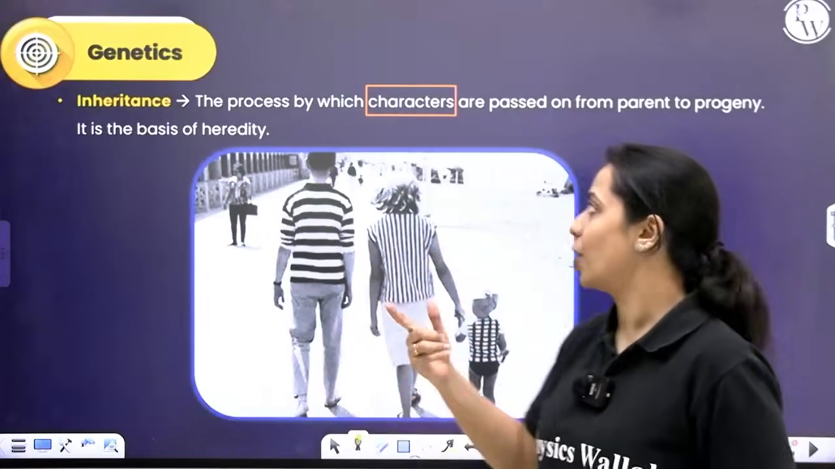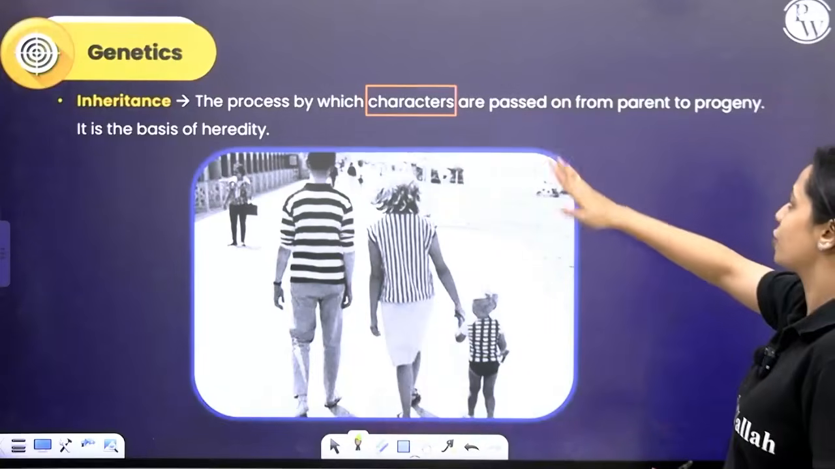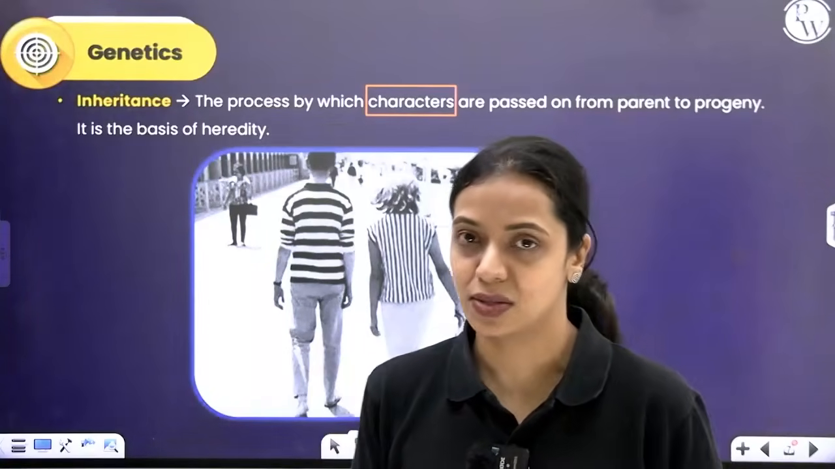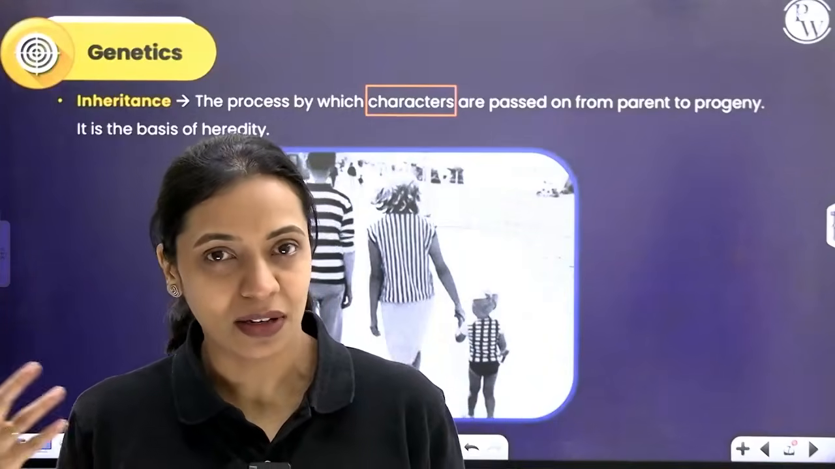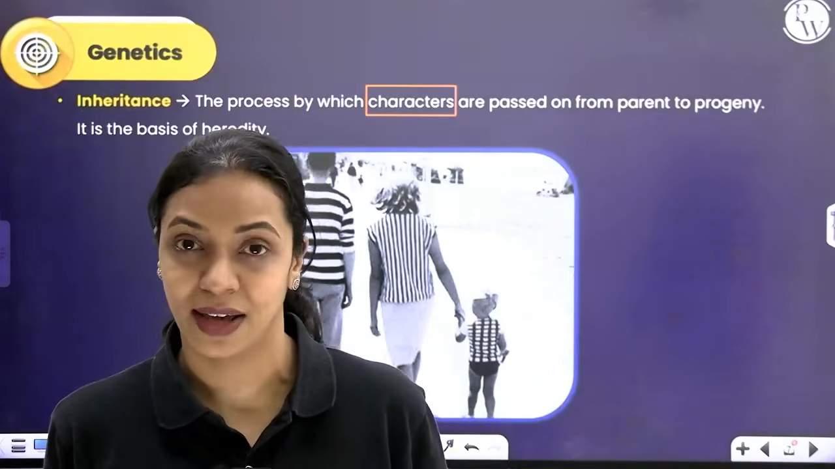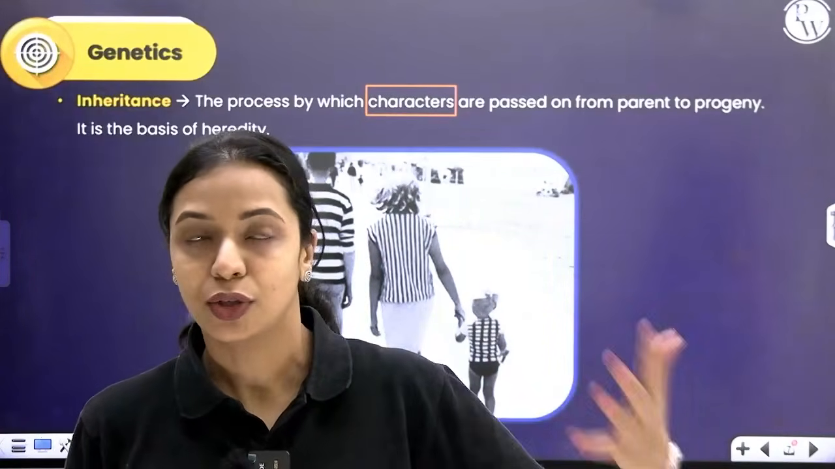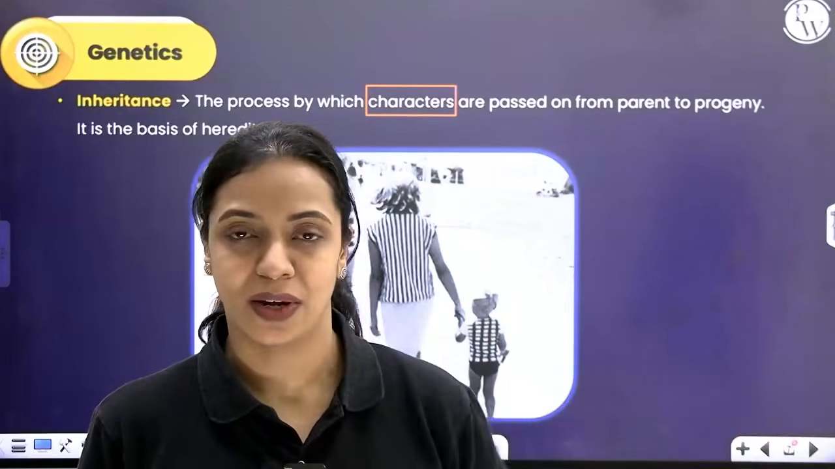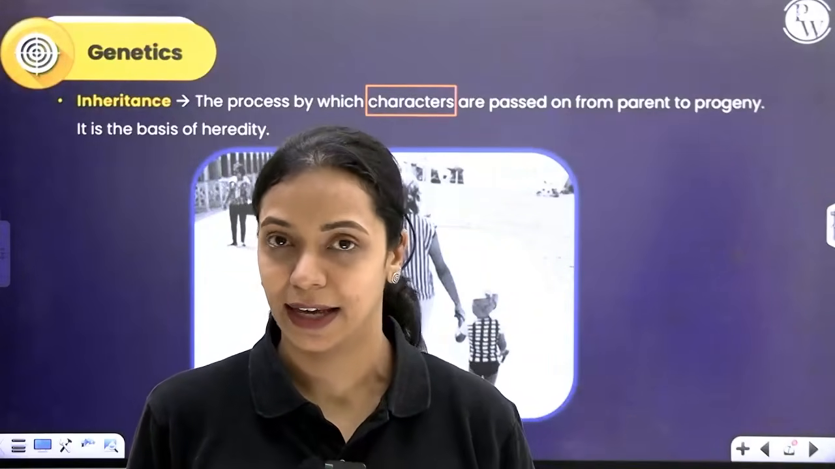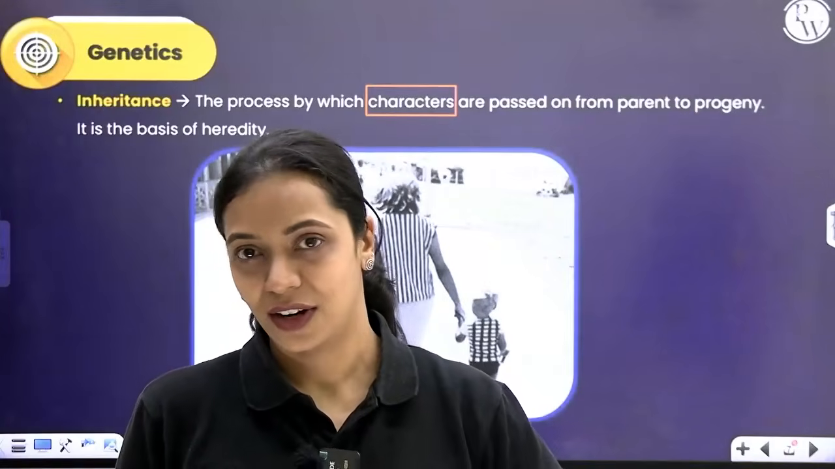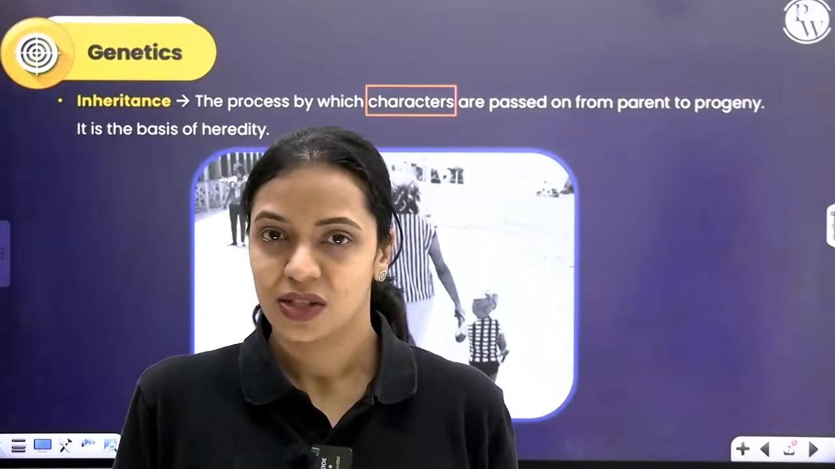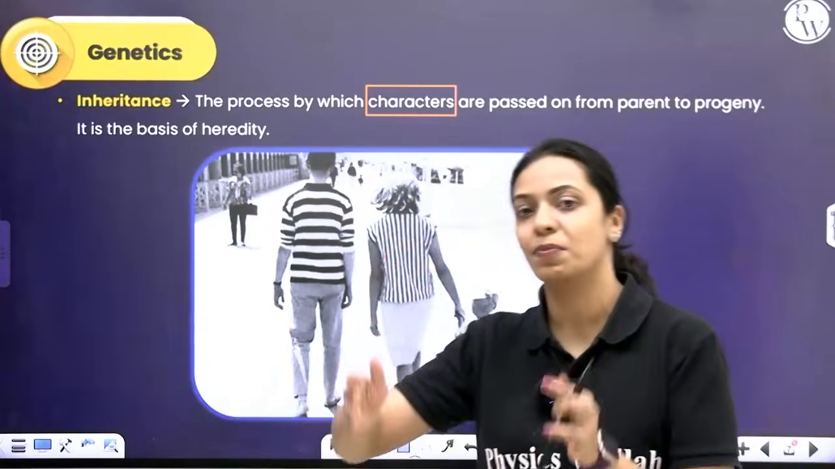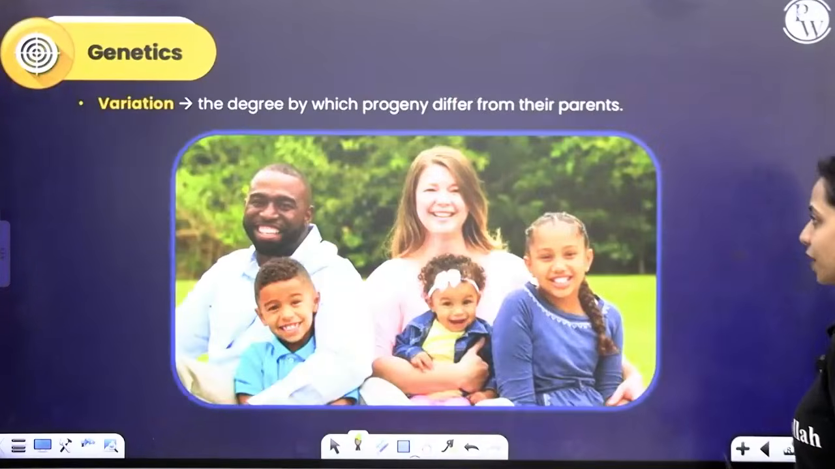So the process by which the characters are getting passed on from parent to progeny is called inheritance, and that is the basis of heredity. You may have heard laymen also use the term heredity, right? If someone is too tall, they say, oh, that's heredity, that runs in their family. Everybody in their family is very tall. If somebody has thick, dark, curly hair, then they say, oh, it's heredity, that runs in their family. That just means it's getting passed on from one generation to another. So inheritance itself is the basis of heredity, right?